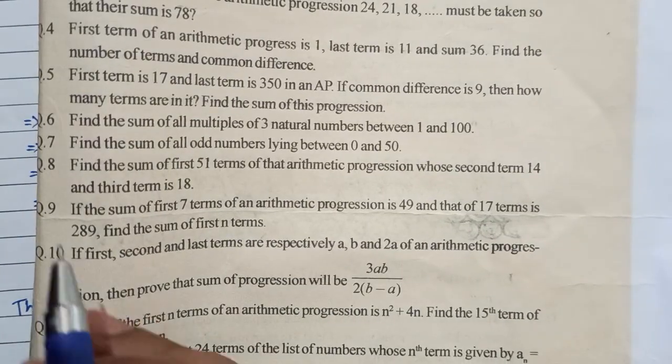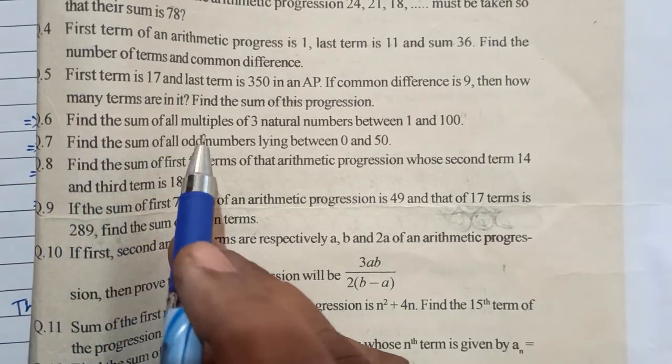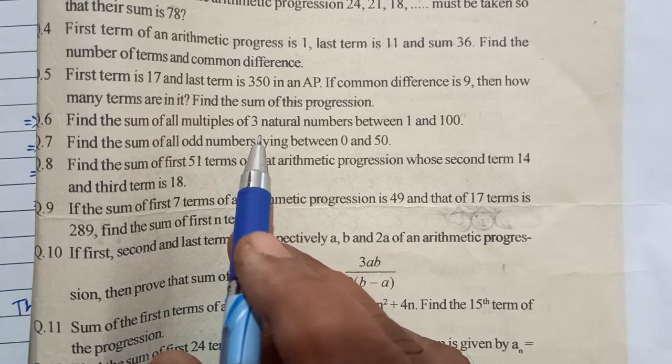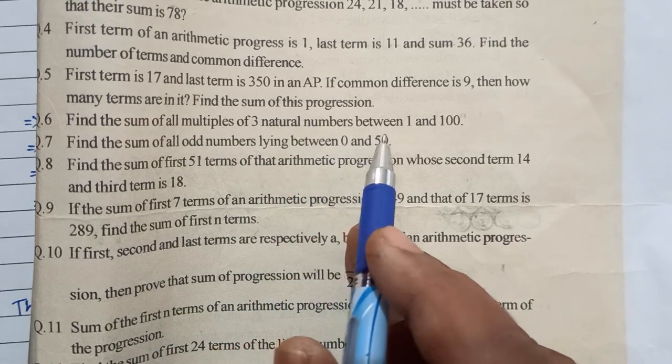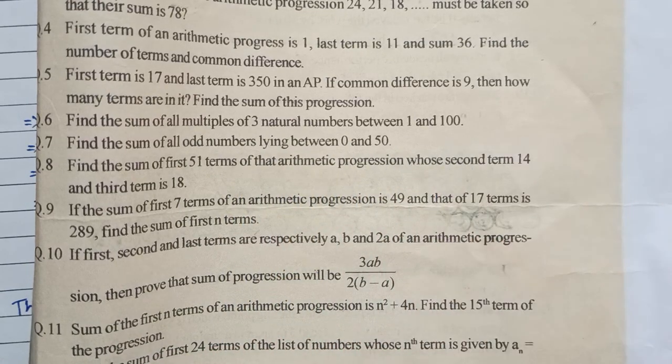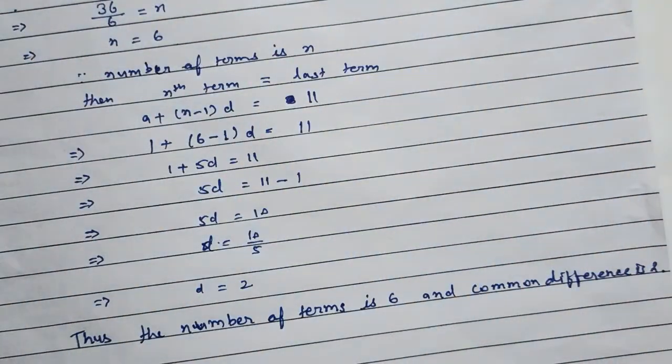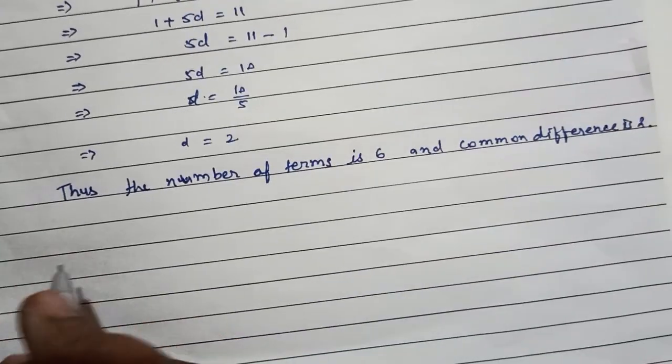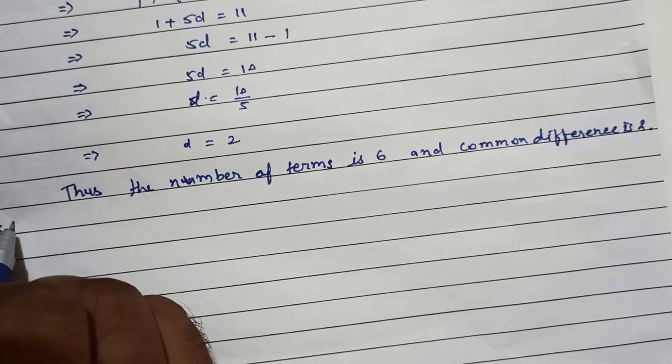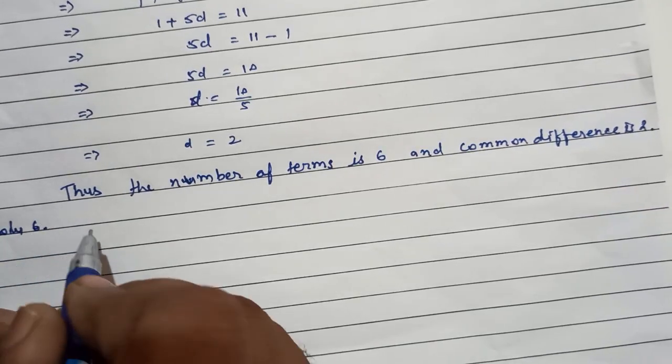Question number 6. Find the sum of all multiples of 3 natural numbers between 1 and 100. Solution 6.